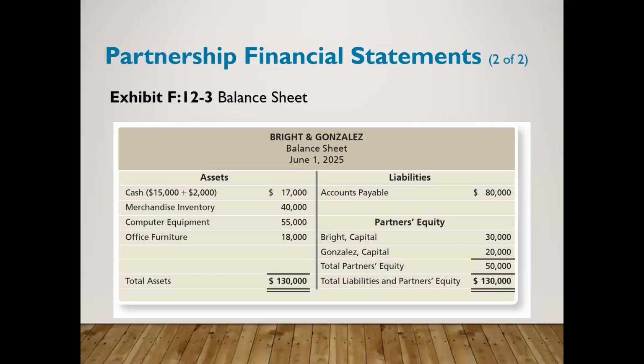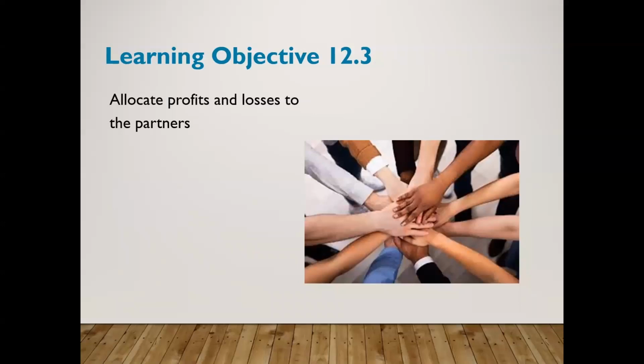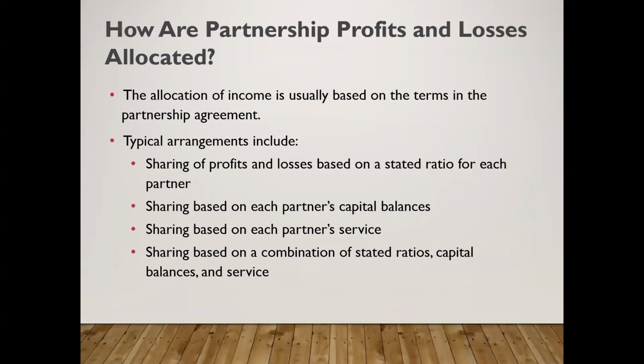Learning Objective 12.3: allocate profits and losses to the partners. So how are partnership profits and losses allocated? Well, allocating profits and losses among partners can be challenging. The partners can agree to any profit and loss sharing method they desire.